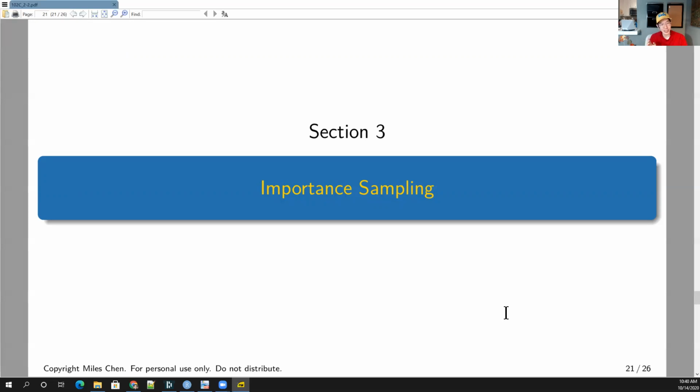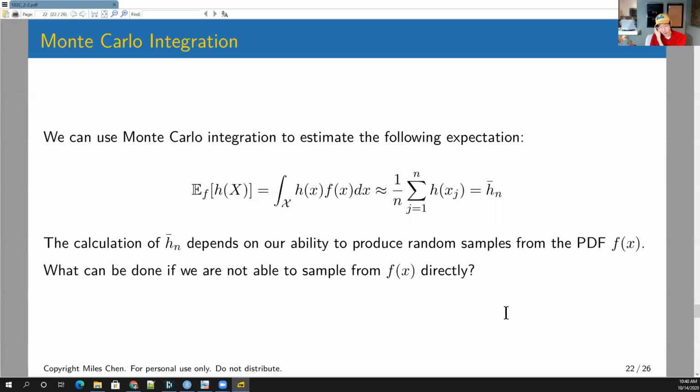So first of all, I don't really like this name, importance sampling. I think a better name would be like weighted Monte Carlo integration. So we've talked about Monte Carlo integration, and this is what we've established, right? We said if you want to know the expectation of this function applied to x, where x comes from this PDF f, then this is how we would estimate it. This expectation is equal to this integral, and we would estimate this integral by drawing random values of x from f, and we take the sample mean.